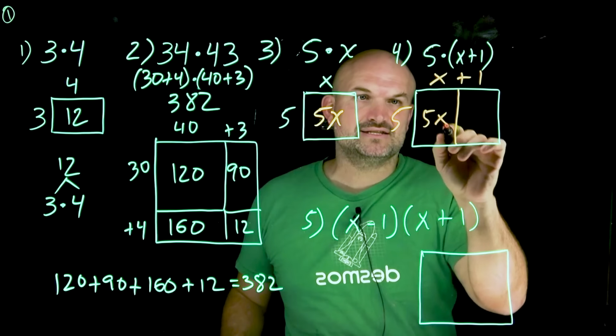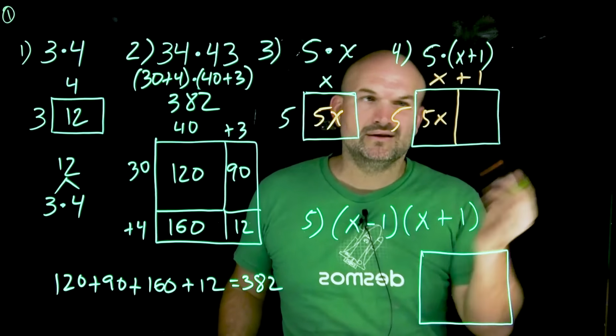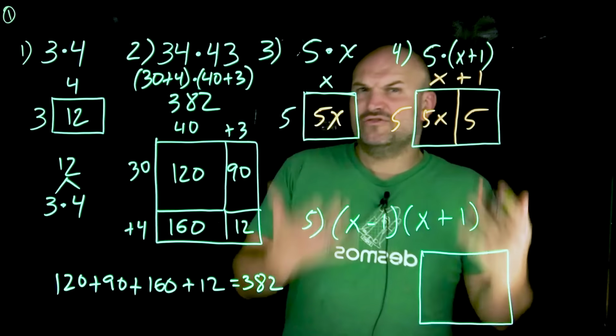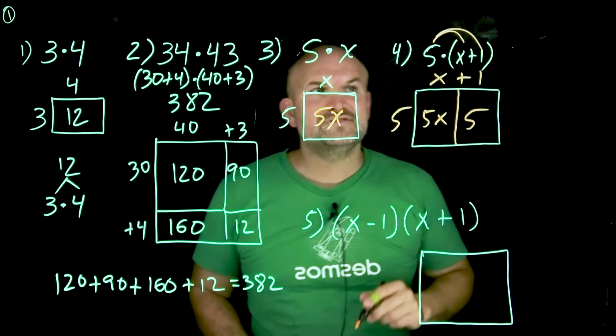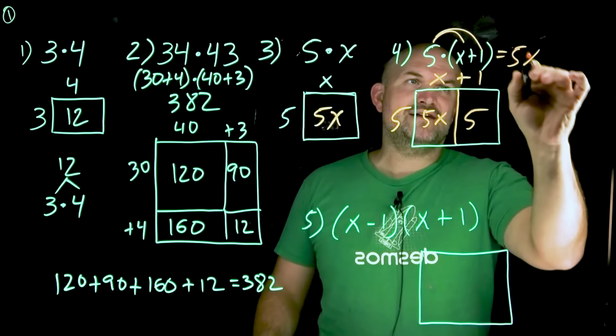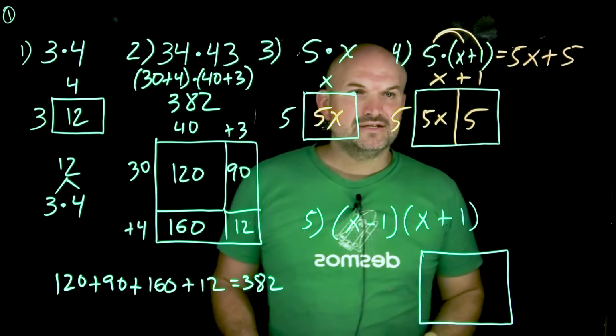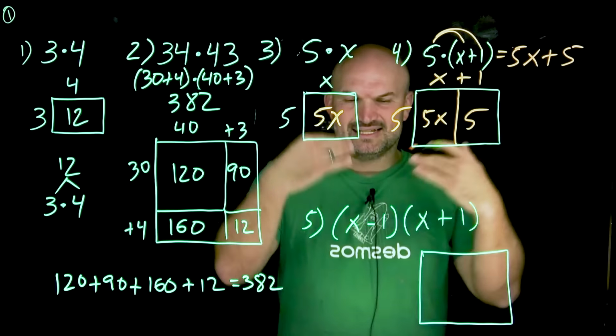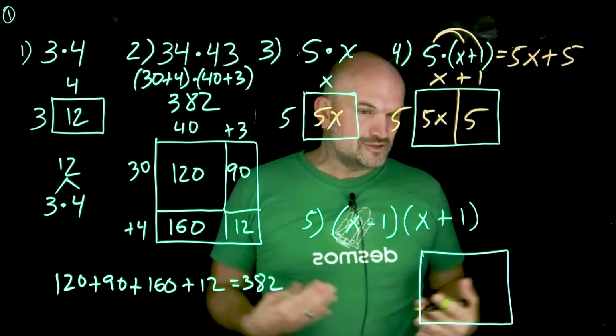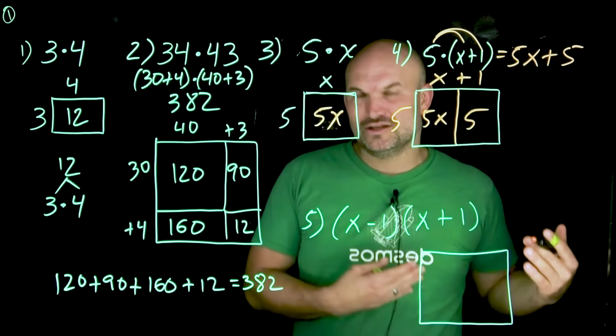We already know that's 5x. The area of this rectangle, 5 times 1. Well, that's just going to be 5, right? And hopefully you're familiar with the distributive property. 5 times x plus 1 just equals 5x plus 5, right? So I just want you to be able to visualize this in terms of an area because once we start getting into variables, things get a little bit confusing.